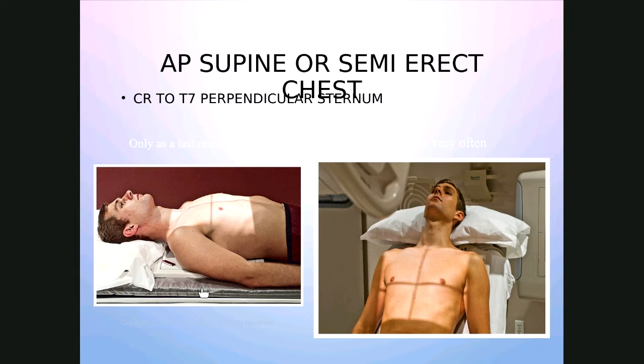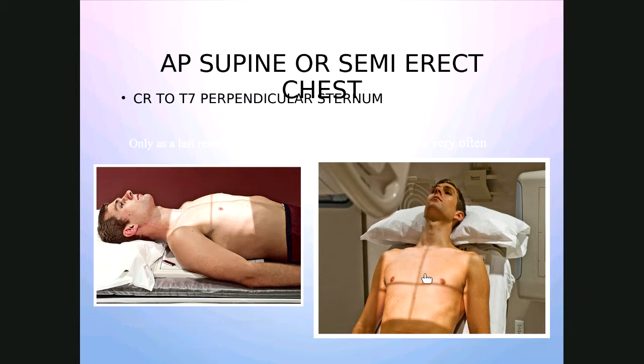But there are times that we have to do that. For example, if the patient is in ICU and non-responsive, or if they are on the floor and non-responsive. At times you are forced to do the x-ray with the patient completely supine, but this is not ideal.